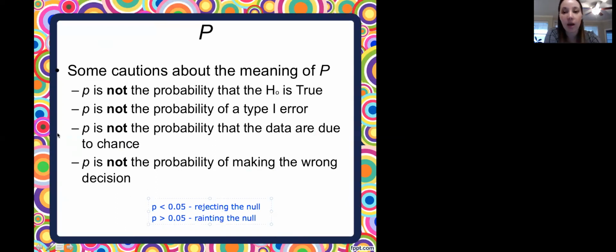So here are some notes about P. P is not the probability that H0 is true. It's not the probability of type 1 error. It's not the probability that the data are due to chance. It's not the probability of making the wrong decision.